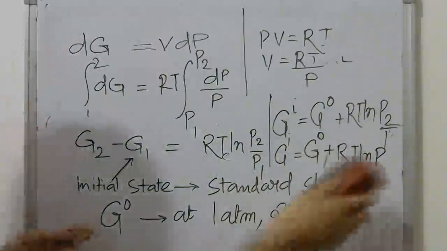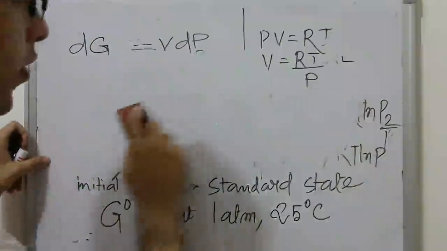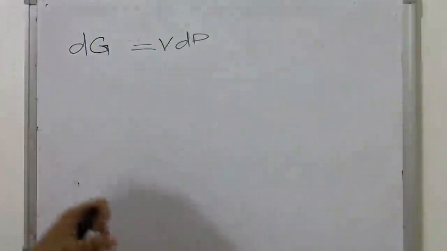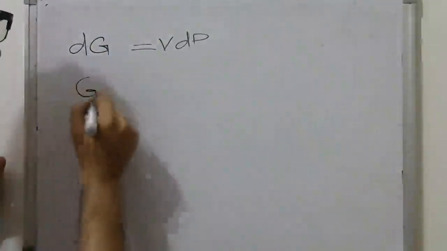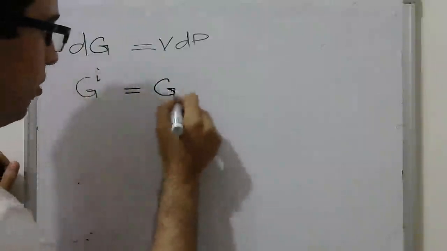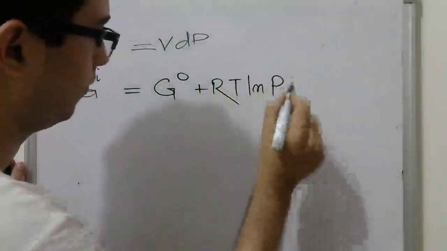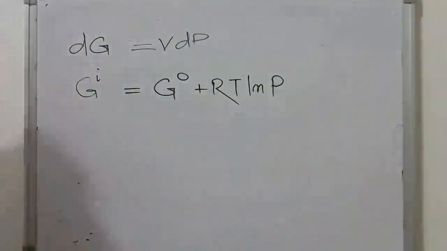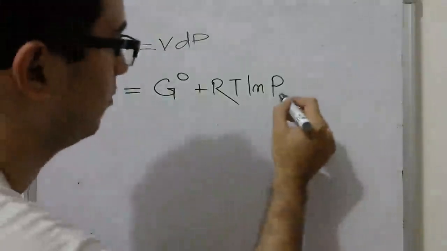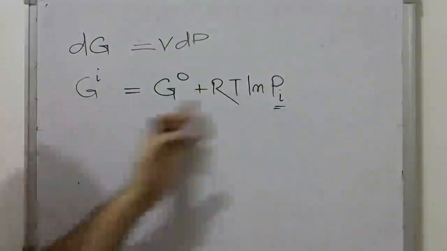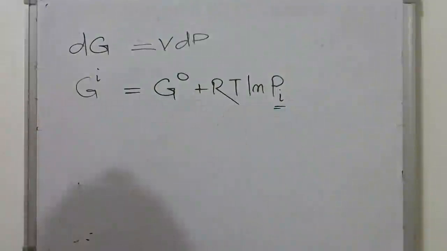So just rewrite that equation. This is the most useful equation. Gi is G0 plus RT ln P. This is one of the important concepts, right? Please understand, this is the pressure Pi of the gas. Okay, Gi is G0 plus RT ln P. We will make use of these equations to establish equilibriums, right?